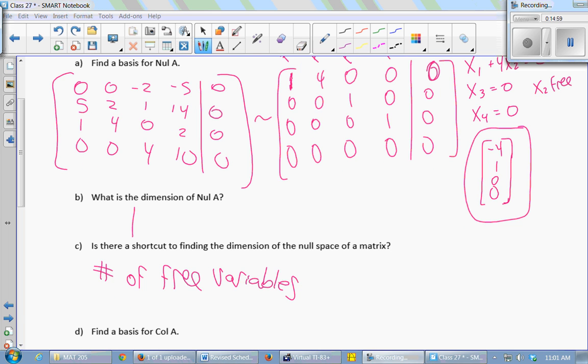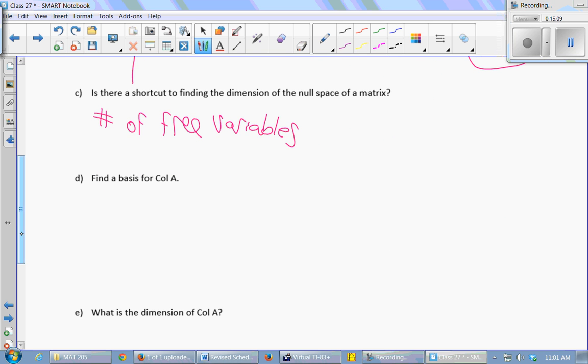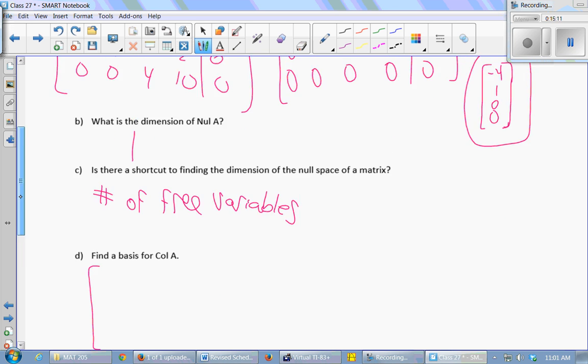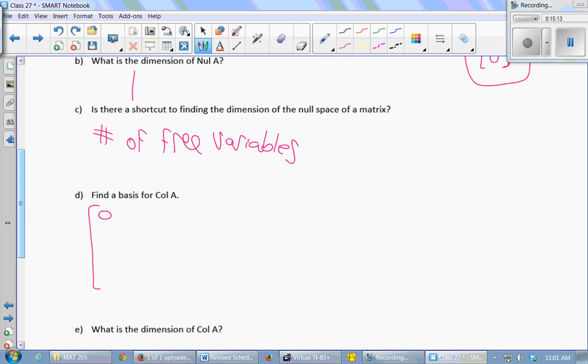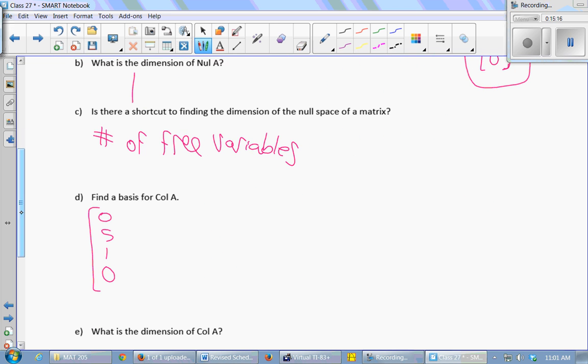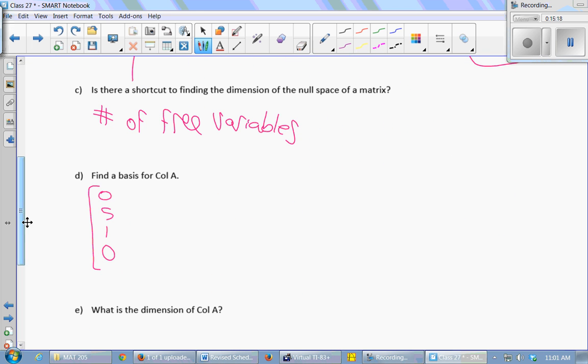Okay, so a basis for the column space. Well, the column space is just the set of linear combinations of the columns, right? So I would just write down the columns. I've got 0, 5, 1, 0, 0, 2, 4, 0.